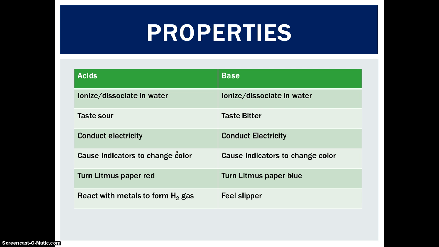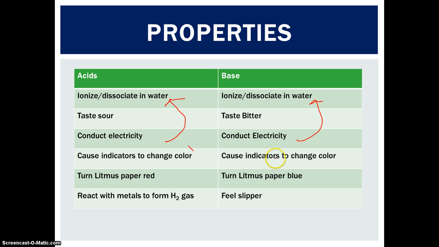So first, you need to know the properties of acids and bases. Acids and bases both ionize or dissociate in water. We're going to talk about what that means in a minute. Acids taste sour while bases taste bitter. Acids conduct electricity, and so do bases, and this ties back into this idea. They conduct electricity because they ionize in water, which means they become, in the definitions of our solutions, electrolytes.